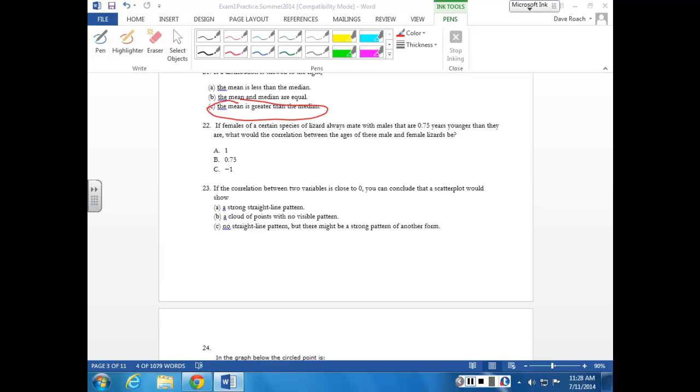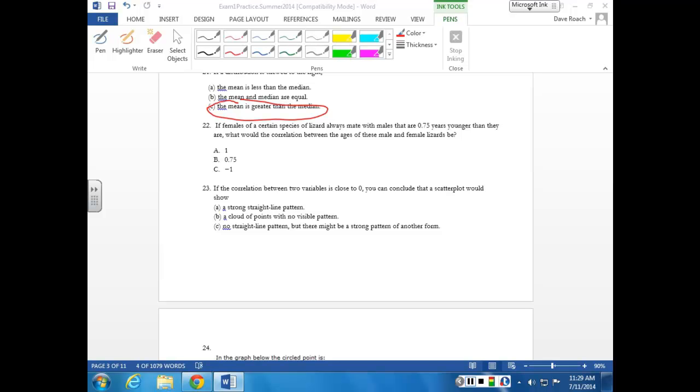Just put some numbers in your calculator, like 10, 8, 12, or whatever. Put those in for X or Y, doesn't really make any difference. And then in the other variable, put numbers that are 0.75 less than that. So if you had 8, you would have 7.25. If you had 12, you would have 11.25. And just use your calculator to run the correlation.